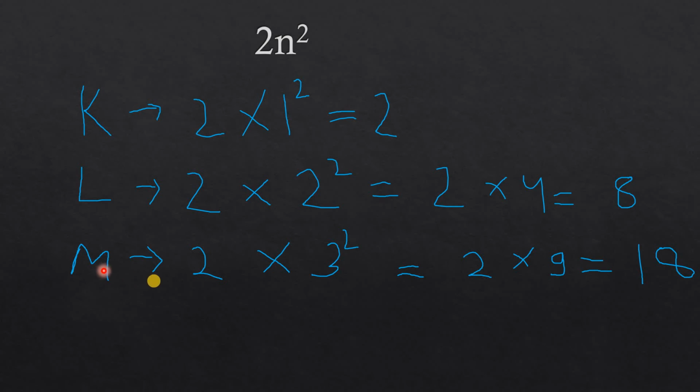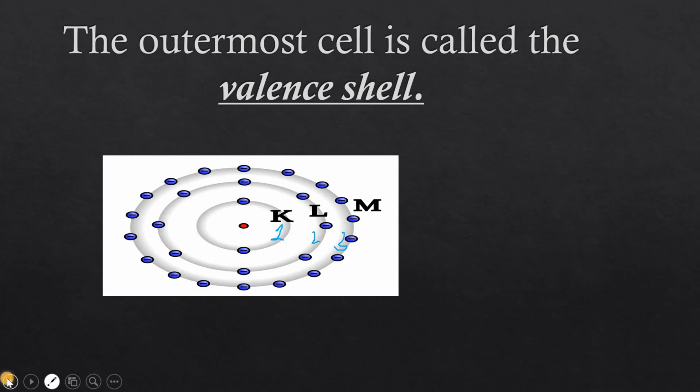Now move on and see M shell. Here 2n square, so 2 into the number of this shell from the nucleus, which is 3, since M is the third from the nucleus. So 2 into 3 square, that is 2 into 9, is equal to 18. So the maximum number of electrons that you can put in the M shell is 18, and in the previous image also 18 electrons are filled. If there are fewer than 18, you can also fill it, but if there are more than 18, then you can't fill them in this M shell. You have to move to the next shell, that is the N shell, and further on.